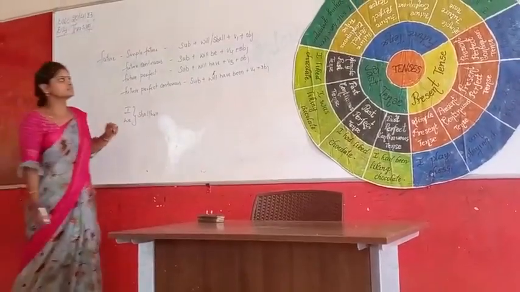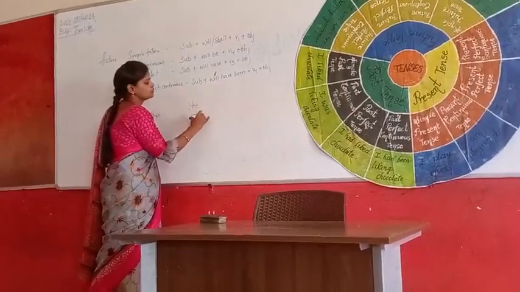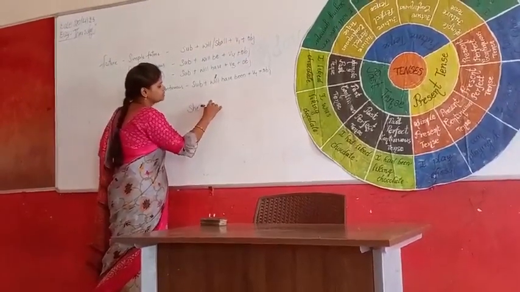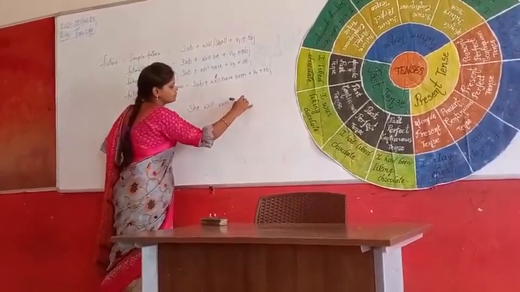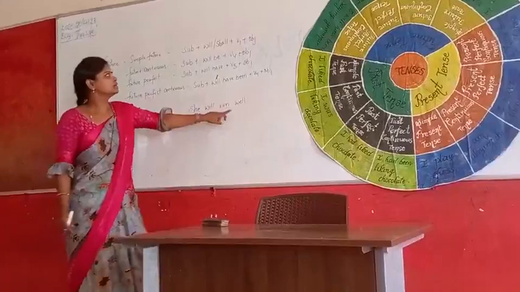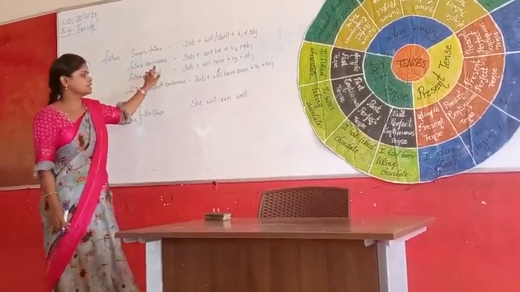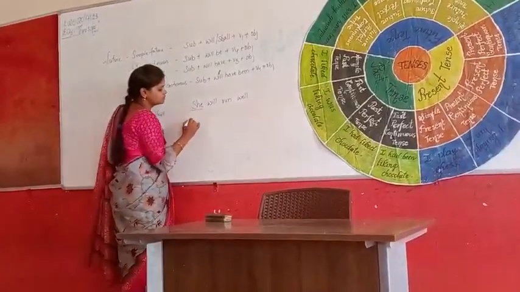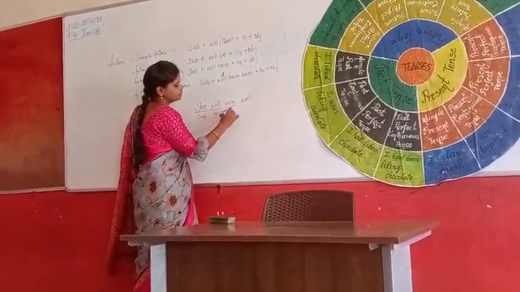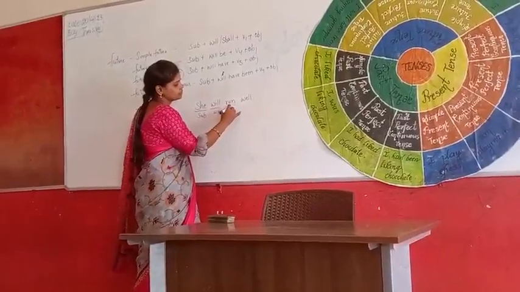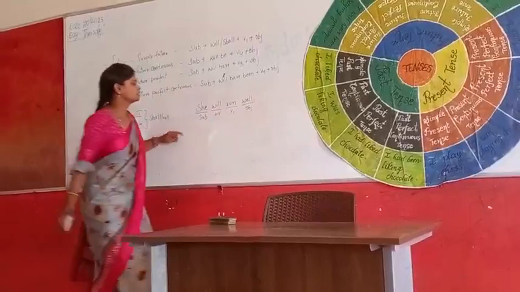Now, one sentence. She will run well. It is simple future. Future continuous. What is the subject here? She. Will is the helping verb. Run is the verb in first form, and here well is the object.